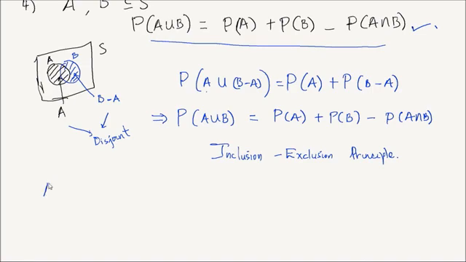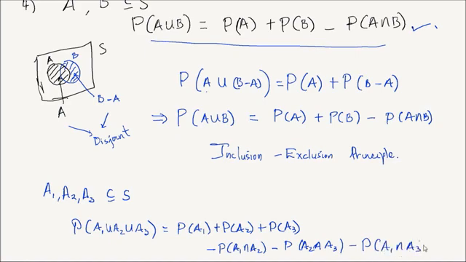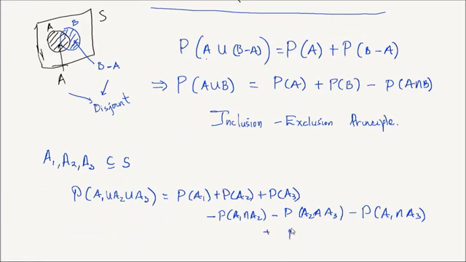In fact, if you have 3 events, A1, A2, and A3, which are subsets of the sample space, then the probability of the union, P of A1 union A2 union A3, is equal to the probability of A1 plus the probability of A2 plus the probability of A3 minus the probability of A1 intersection A2 minus the probability of A2 intersection A3 minus the probability of A1 intersection A3, and finally plus the probability of A1 intersection A2 intersection A3.